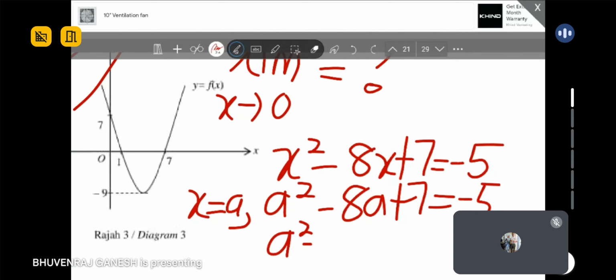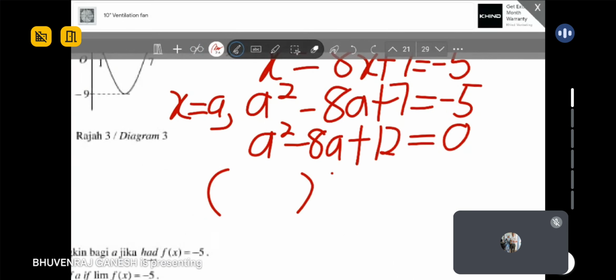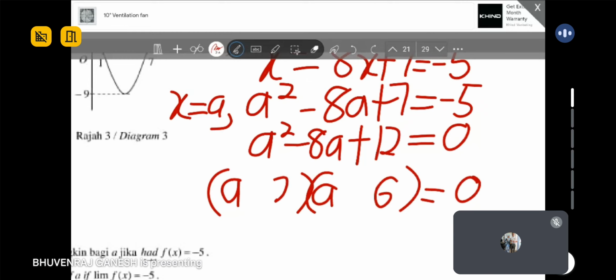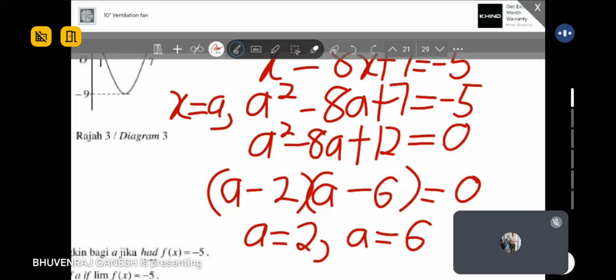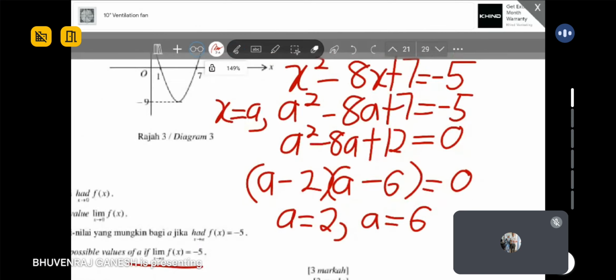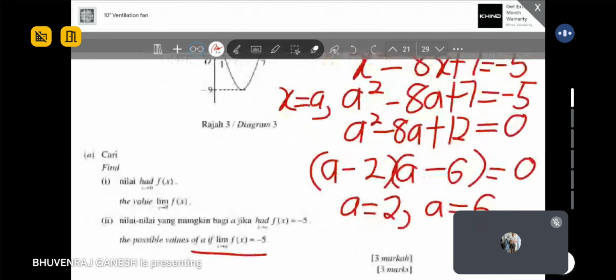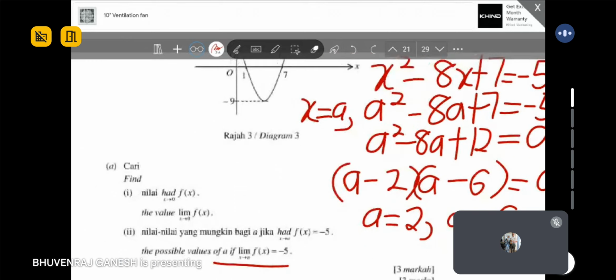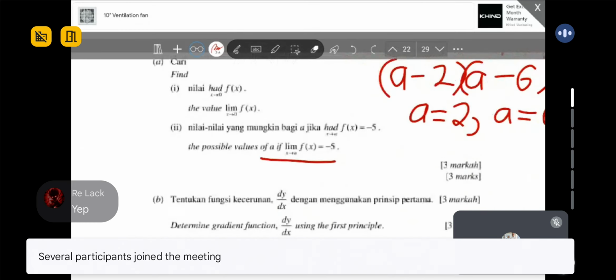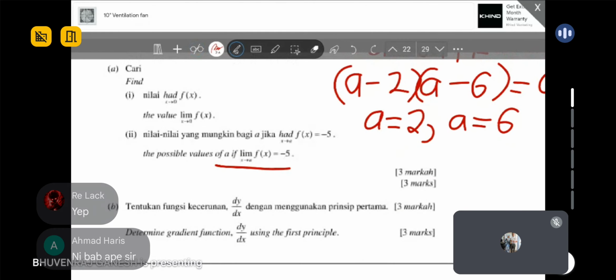And then rearrange in quadratic, susun dalam persamaan kuadratik. And then factorize, faktorkan saja. So you will have factors, and then A equal to 2, A equal to 6. Okay, do you understand? So this is the answer for question A2. Boleh faham guys? Soalan A1 dan A2. Are you okay with it? Okay, alright. Okay, important lah guys.